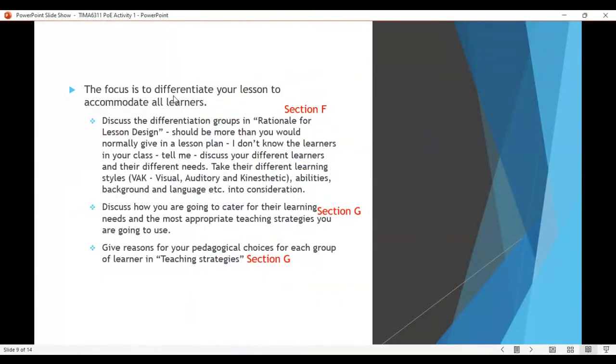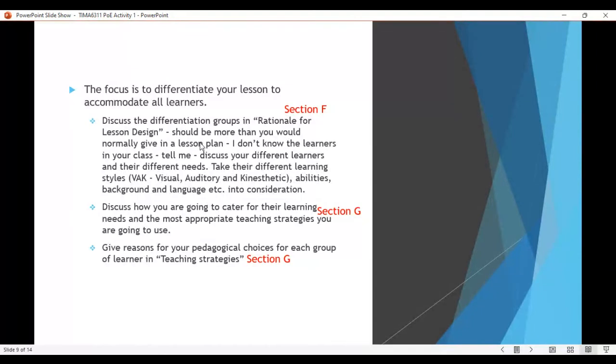The focus is to differentiate your lesson to accommodate all learners. So in section F, the new heading for section F now is rationale for lesson design, meaning your reasoning for the lesson design. Discuss in there the differentiation groups. This should be more than you would normally give in a lesson plan. I don't know the learners in your class. You have to tell me about them. Discuss your different learners and their different needs.